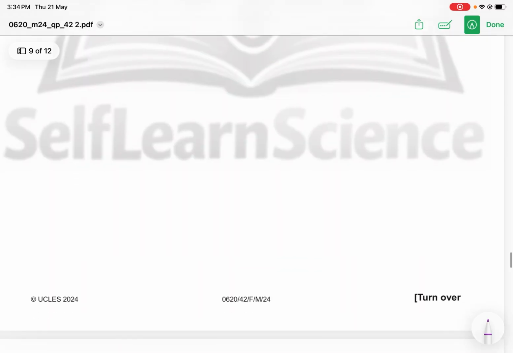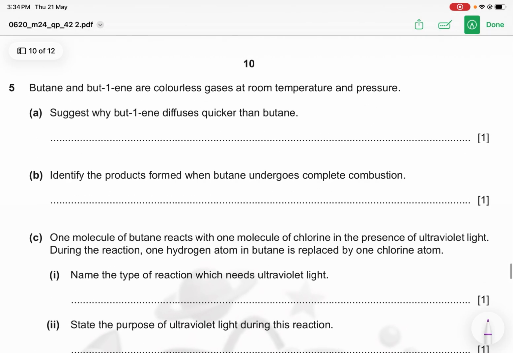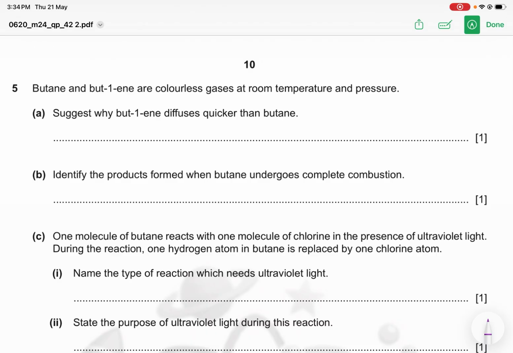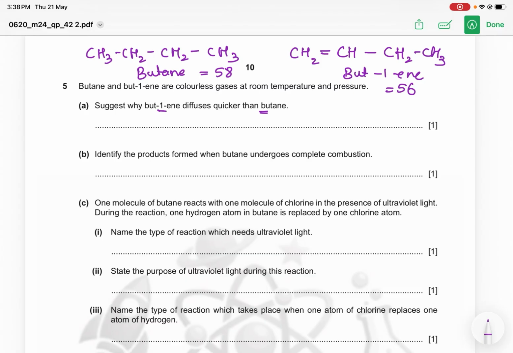Next, question 5. Butane and but-1-ene are colorless gases at room temperature and pressure. Suggest why but-1-ene diffuses quicker than butane. In this case, you have to write the formula and find out the molar mass for both of them. You can simply write the molecular formula or the structural formula and calculate the Mr for both. You will see that butane has a greater Mr than but-1-ene.